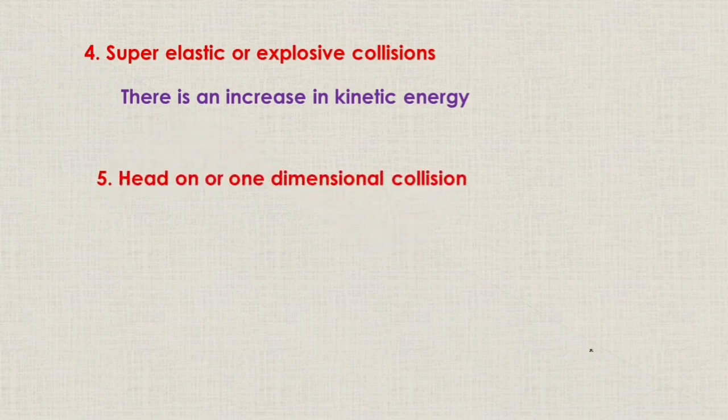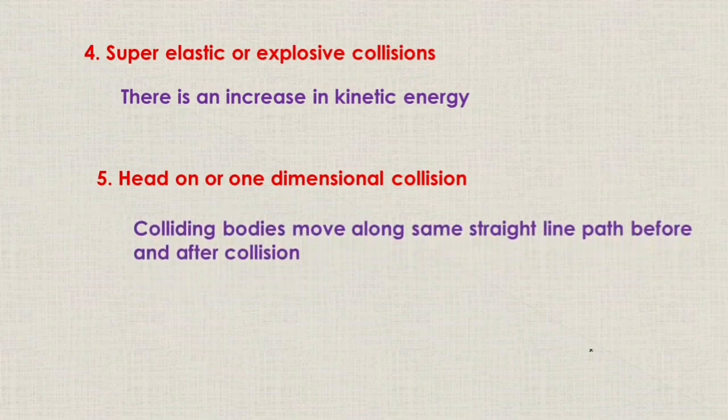The next type is called head-on or one-dimensional collision. What is the meaning of one-dimensional collision? Colliding bodies move along the same straight line path before and after collision. Before and after collision the two bodies move along the same straight line path, and that is called head-on or one-dimensional collision.